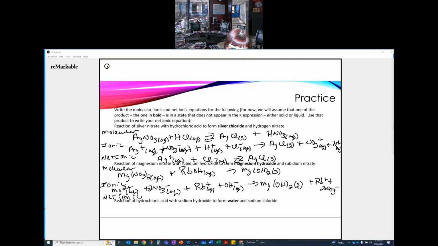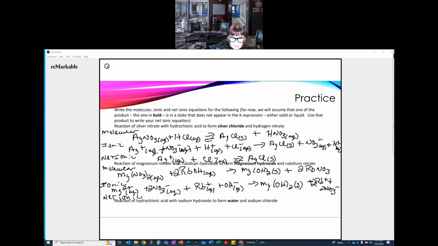But in order to have 2 OH over here on the product side, I need to have 2 OH over here on the reactant side, which means I need 2 RbOH. So I put a 2 out in front of that. And that's then going to give me 2 RbNO3. So I need to have a 2 out in front of the Rb here as well, and that again is to balance the charge.